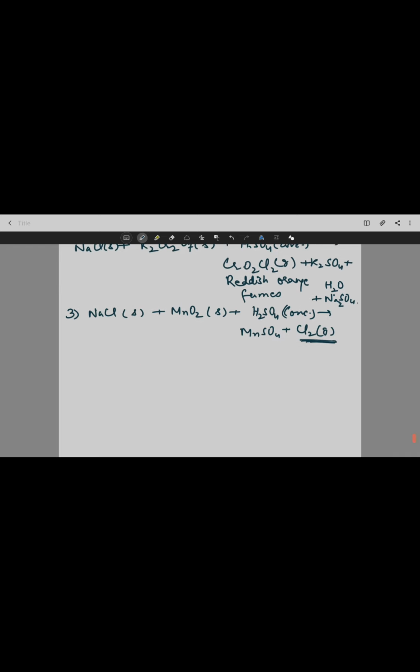It will be giving MnSO4 plus Cl2 gas. This gas will be evolved, and because of the evolution of this gas we get greenish yellow fumes. So this is all about the chemistry behind the preliminary test and the confirmatory test of chloride.